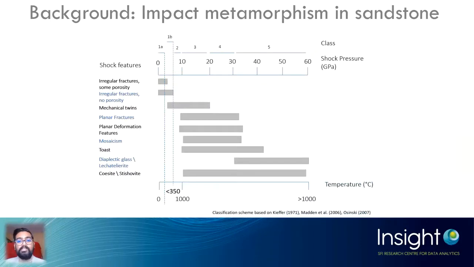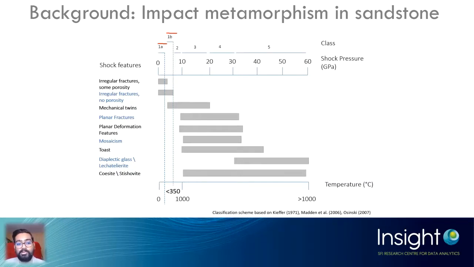As a shock wave passes through sandstone, it results in a range of shock features that are key in identifying impact events. Here is a figure showing the classification that is used to identify impact metamorphism in sandstone at a range of pressure and temperature. Our research only focused on low shocked sandstone belonging to class 1A and class 1B, so I will only describe these classes here.